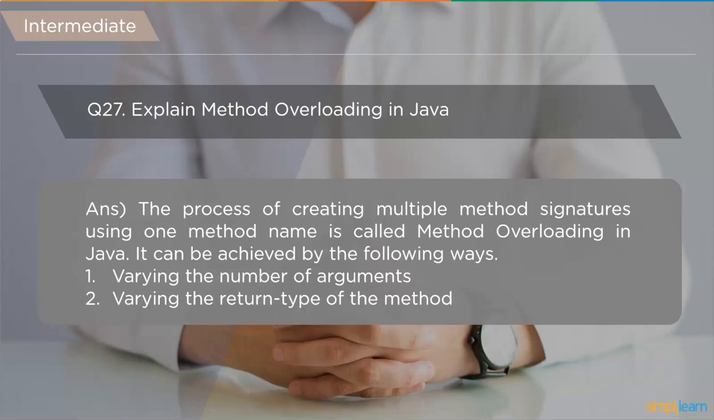The process of method overloading can be achieved in two different ways. The first way is to change the number of arguments, which is what I've discussed before. The second way is varying the return type of the method. So with this, let's enter into the next question.